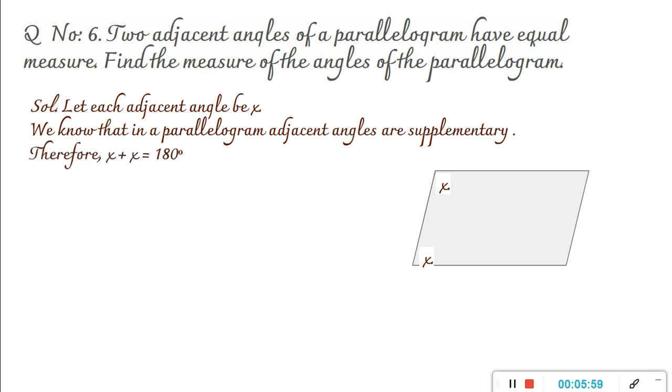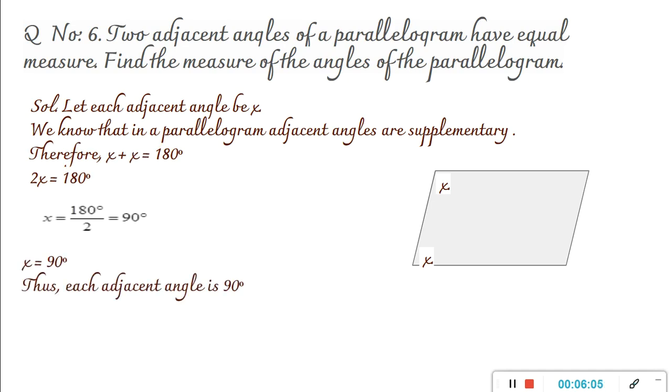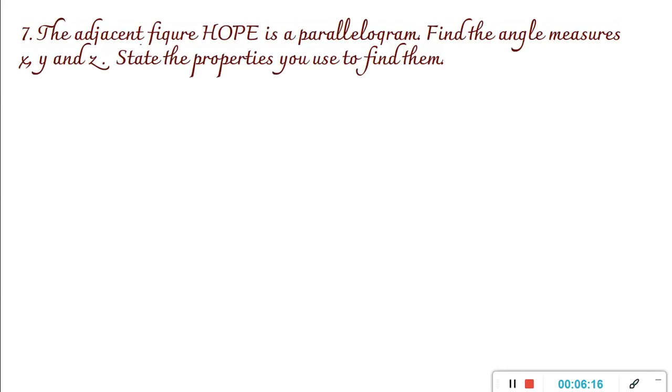So x plus x is equal to 180 degrees. 2x is equal to 180 degrees. x is equal to 180 upon 2, that is equal to 90 degrees. So each adjacent angle is 90 degrees each. Clear? Now the last question of this video, that is question number 7.